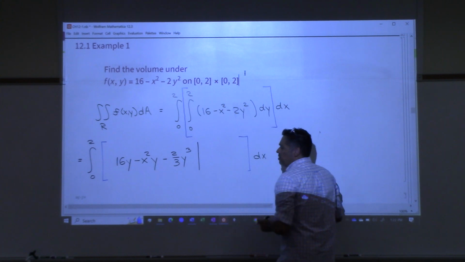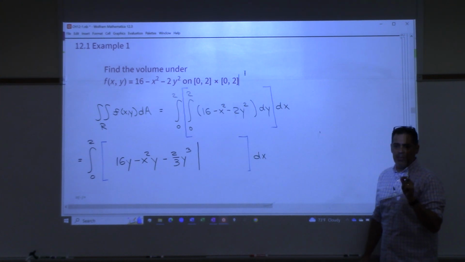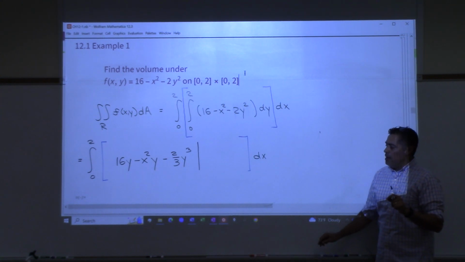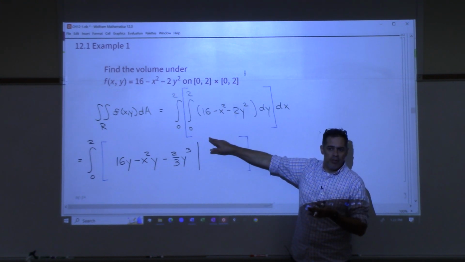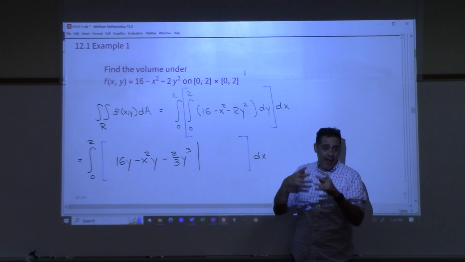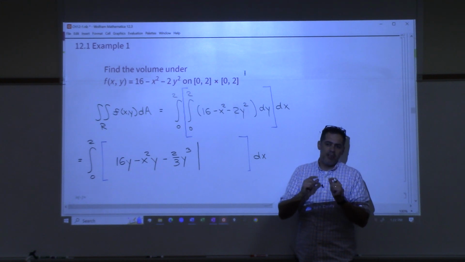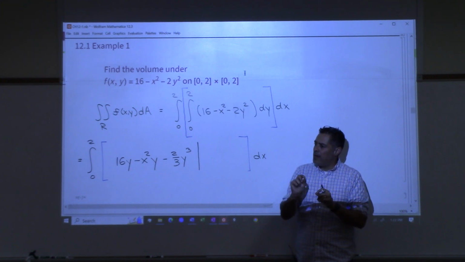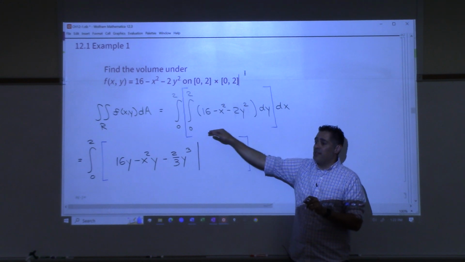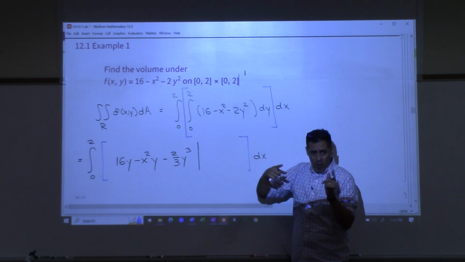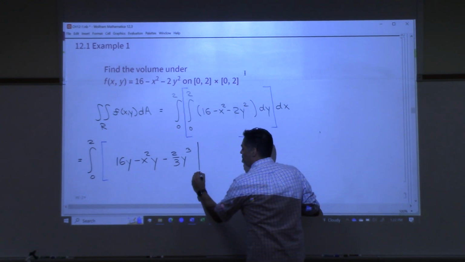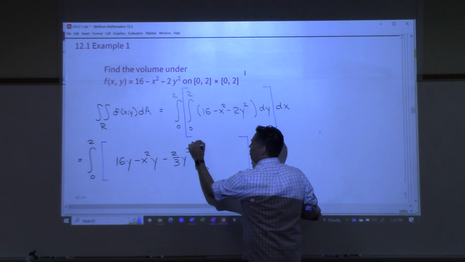So I want us to get into a habit that we maybe didn't do in Cal 2. In Cal 2 we just put the numbers here, right? It was just 0 and 2. But because we now have more than one variable here, I want us to be very explicit about what it is that is 0 and what it is that is 2 here. So what variable are we dealing with right now? Y, right? So I'm going to put y equals 0 to y equals 2.